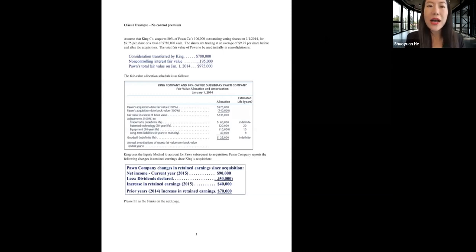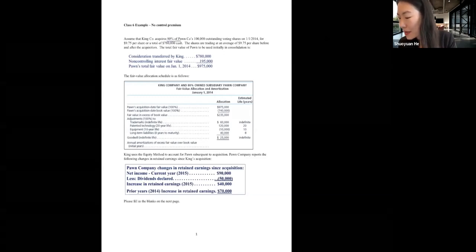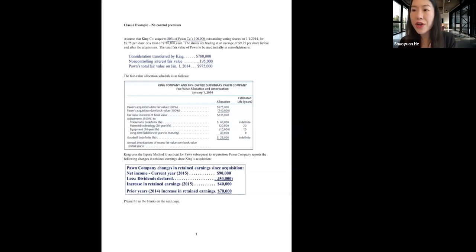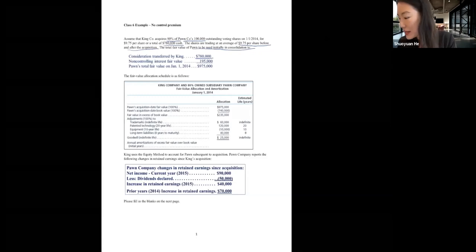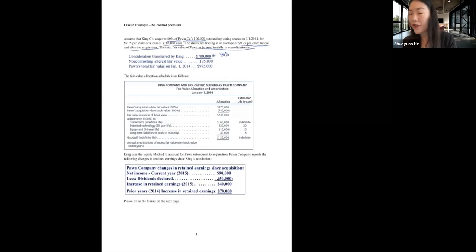So let's look at this problem. Assume King Company acquires 80% of Pound Company's 100,000 outstanding voting stock on January 1st, 2014 for 9.75 per share. So it's a total of 780,000 cash. Shares are trading at an average of 9.75 per share before and after the acquisition. The total value of Pound to be used initially in consolidation is the consideration transferred, 780,000. So this represents 80% ownership of the stock, right?